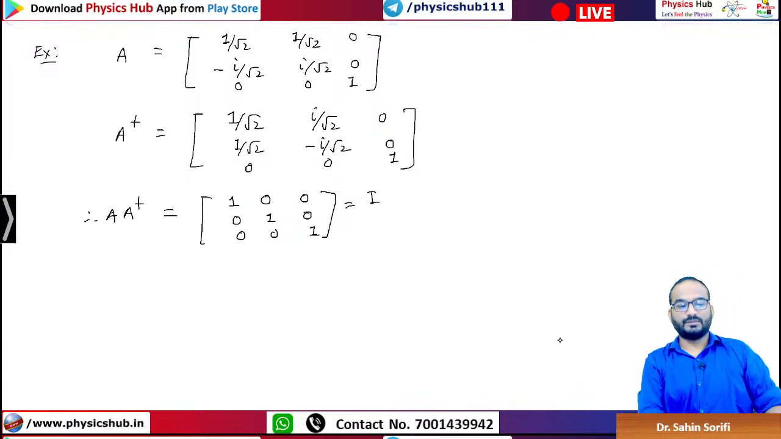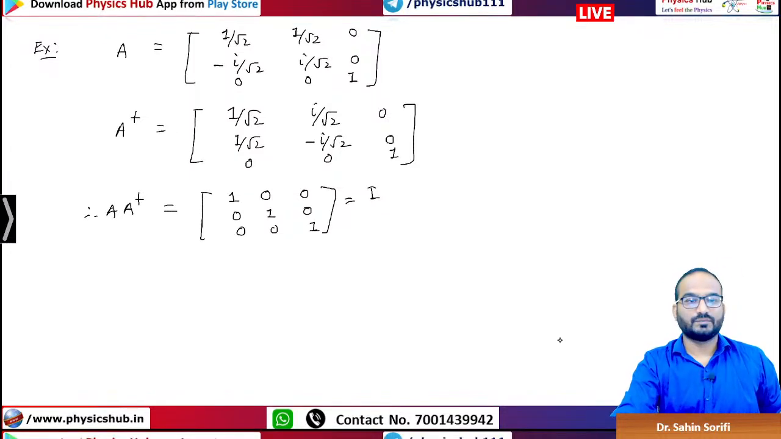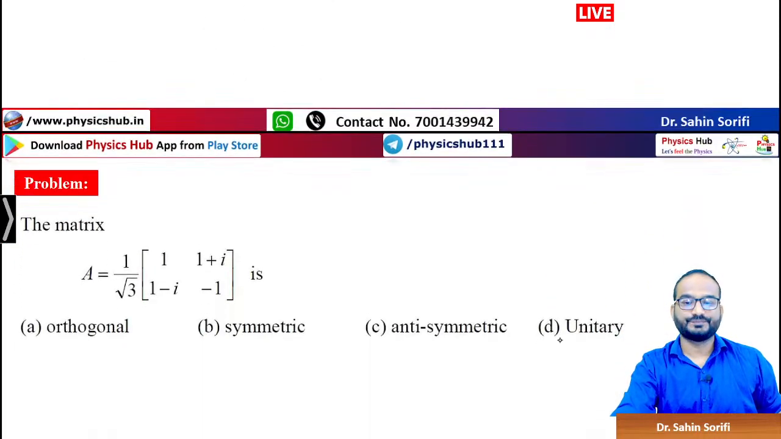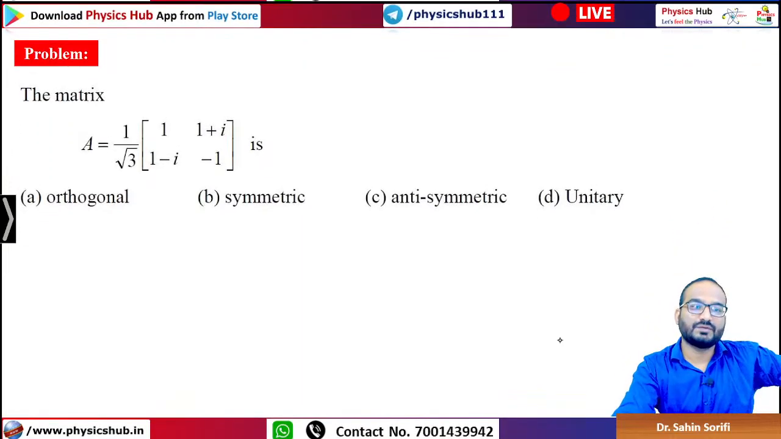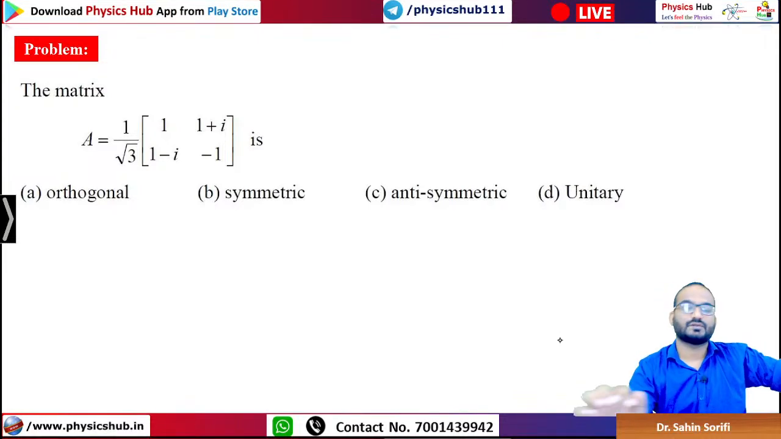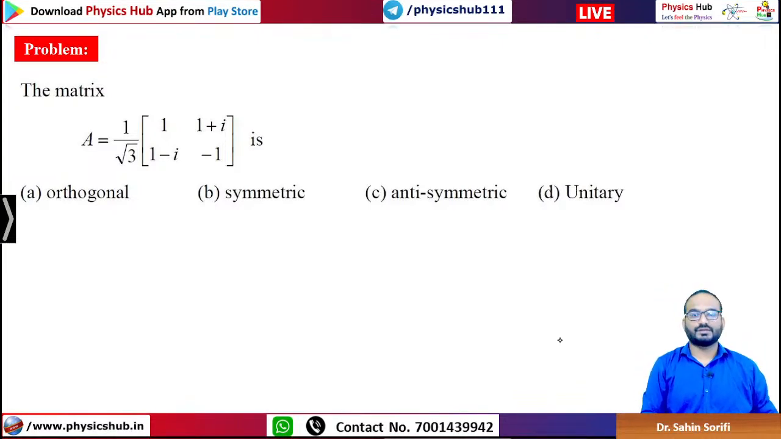Let's go for some problems. We have a lot of problems. Now this is the kind of problem I was talking about previously. You will be given a matrix and you will be asked whether it is orthogonal, symmetric, antisymmetric or unitary. So find it out. Can you do it?